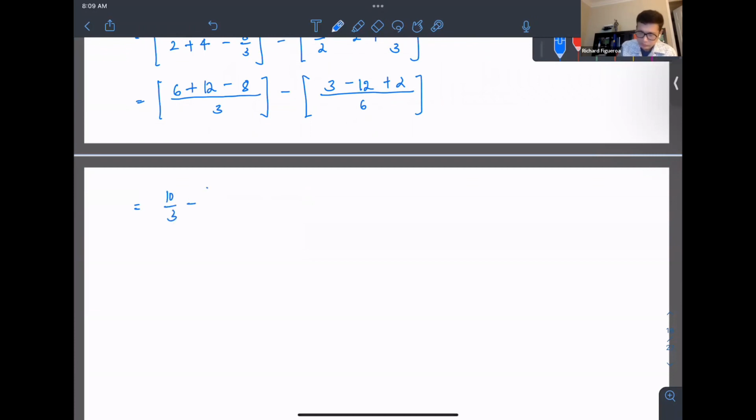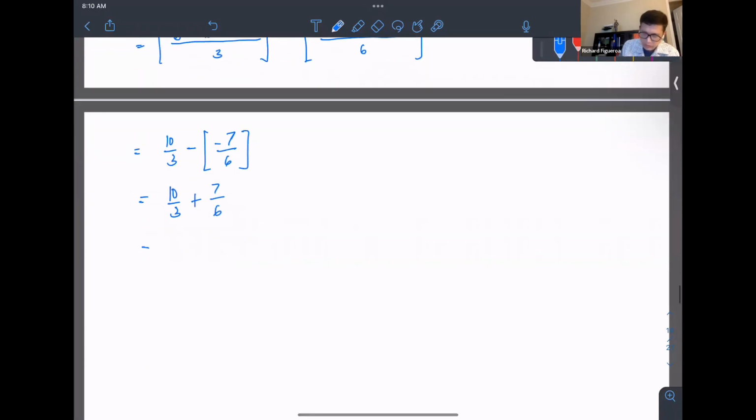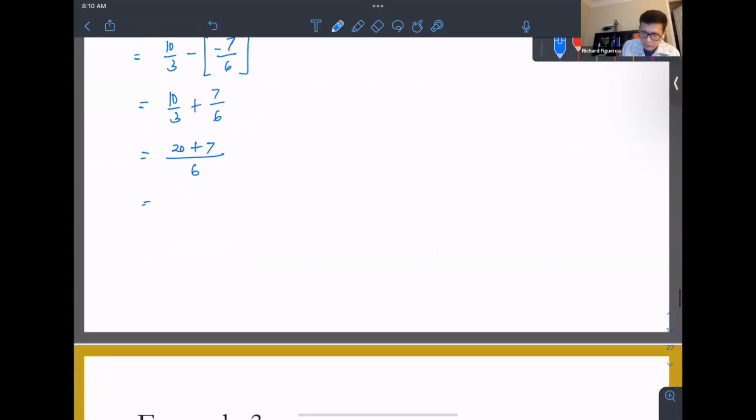Minus, so 3 plus 2 is 5. 5 minus 12 is -7 over 6. So that's making it 10 over 3 plus 7 over 6. And then the LCD is 6, so 6 divided by 3 is 2, so 20 plus 7. So making it 27 over 6.